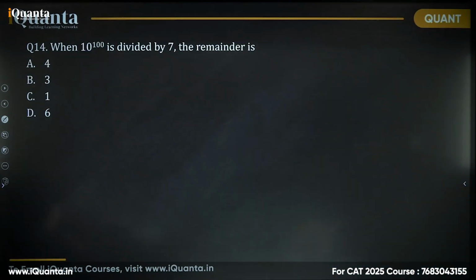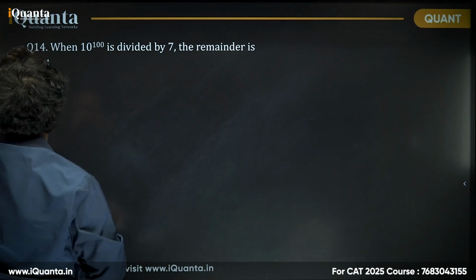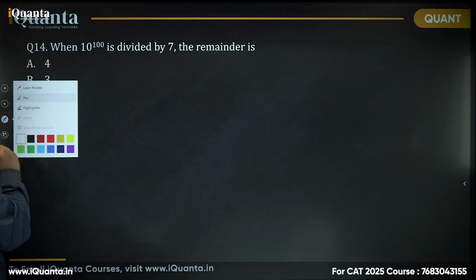When 10 to the power 100 is divided by 7, the remainder is what? This will be the easiest question of slot 1. So for this, we can do it in different ways.